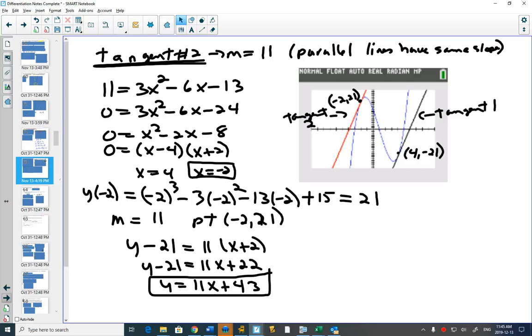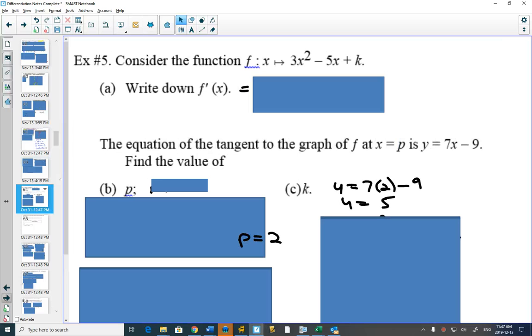And because we solved our derivative equal to 11, and there were only those two answers, 4 and negative 2, those are the only places that would have that same slope. Right? You know it's going to be a little bit more work as soon as they introduce the variable k. Consider the function f of x, 3x squared minus 5x plus k.